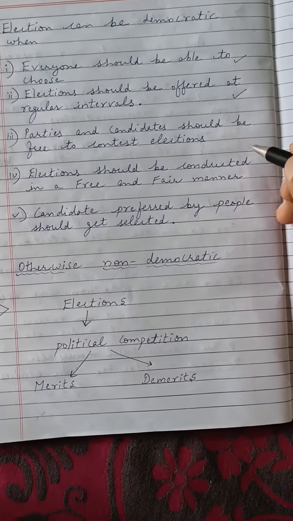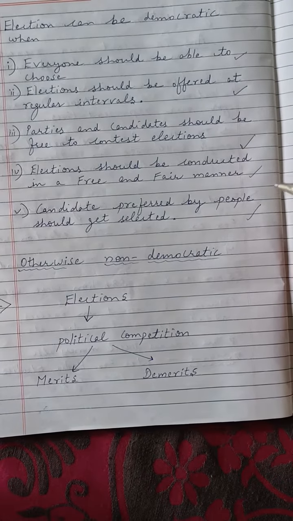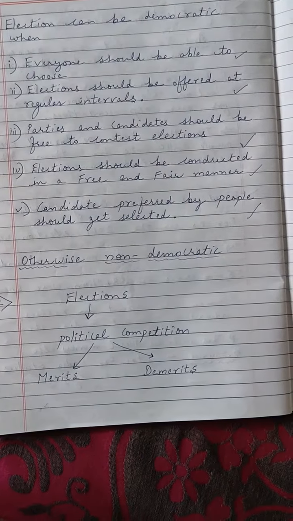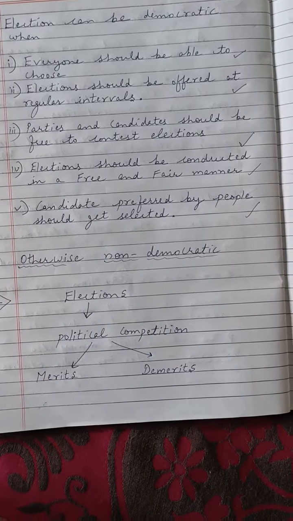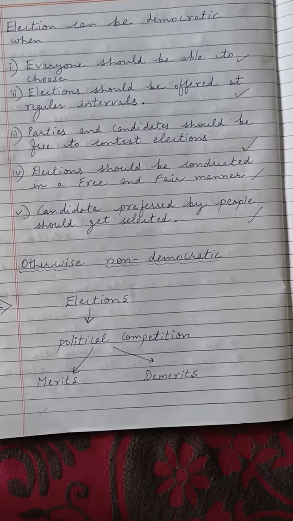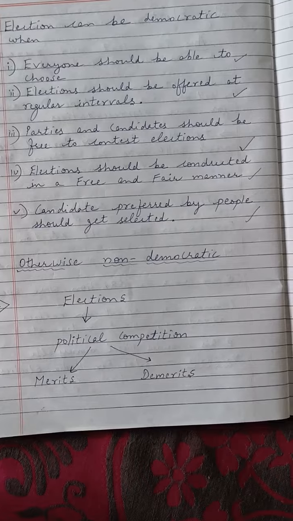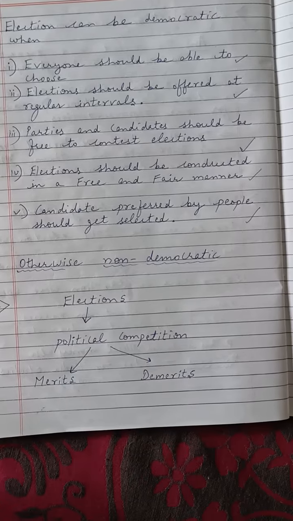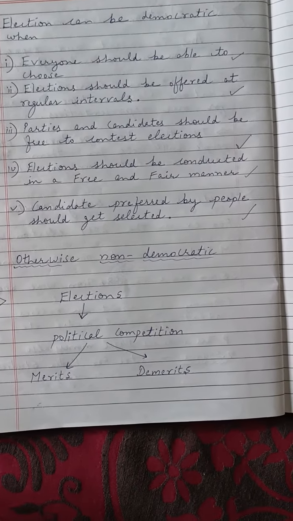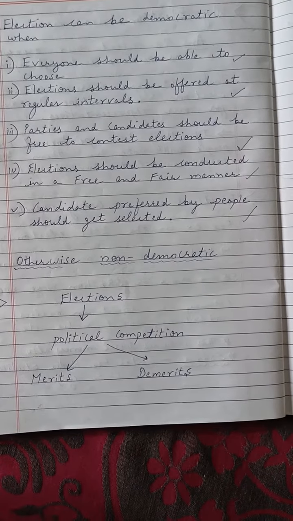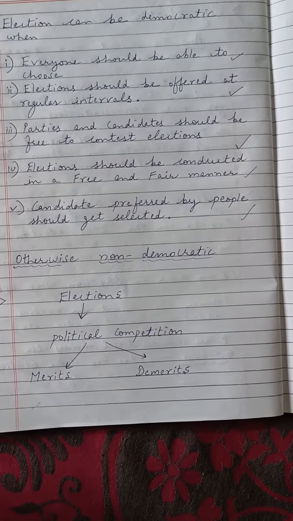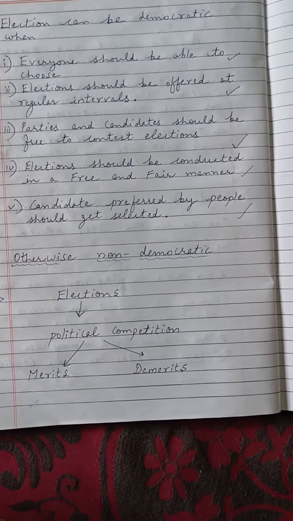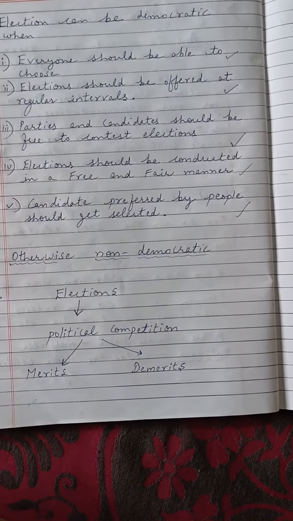If these conditions are not fulfilled, we can say that the election is non-democratic. These are the primary conditions. If they are fulfilled, the election is democratic. What are the conditions? Everyone should be able to choose, with no discrimination. Elections should be held at regular intervals. Parties and candidates should be free to contest elections. Elections should be conducted in a free and fair manner, and the candidate preferred by the people should get selected.